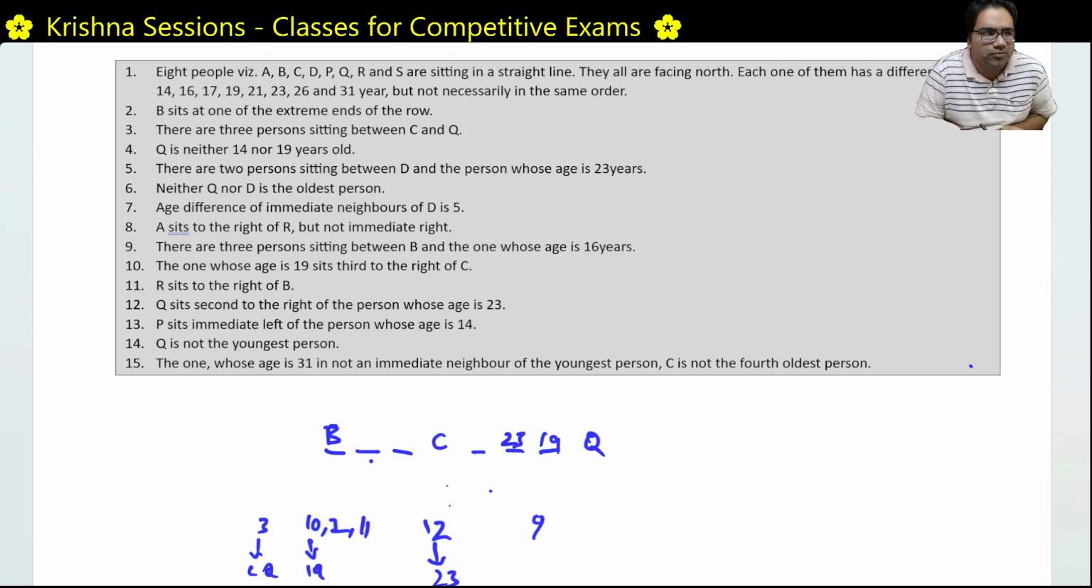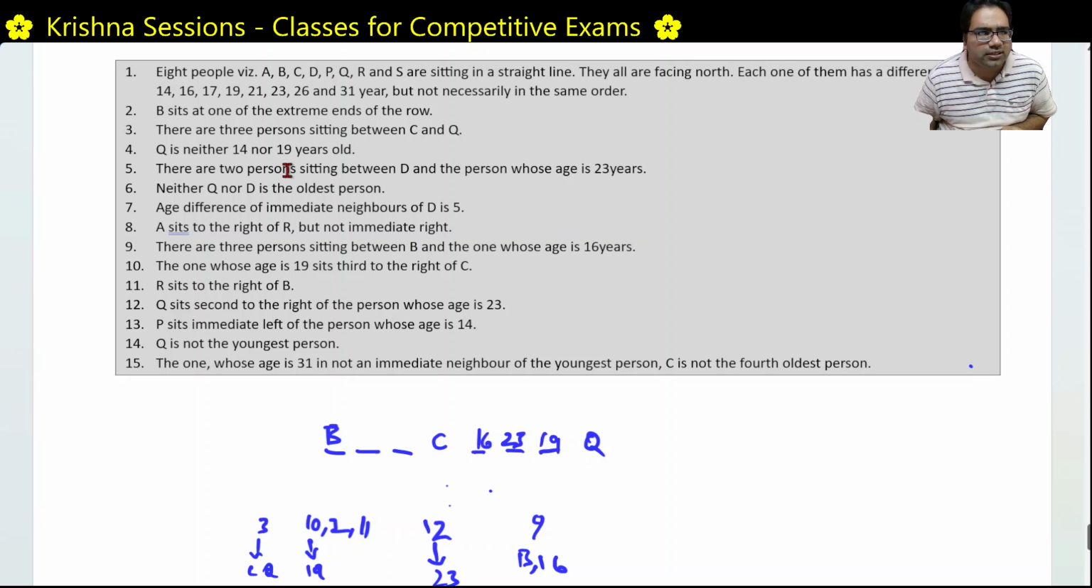Right? Now, as per condition number 9, there are 3 persons sitting between B and the one who is age 16. That means obviously 1, 2, 3, this guy is actually 16. So with condition number 9, we are able to figure out B and 16. Right. Now we have figured out where is 16, where is 23, where is 19.